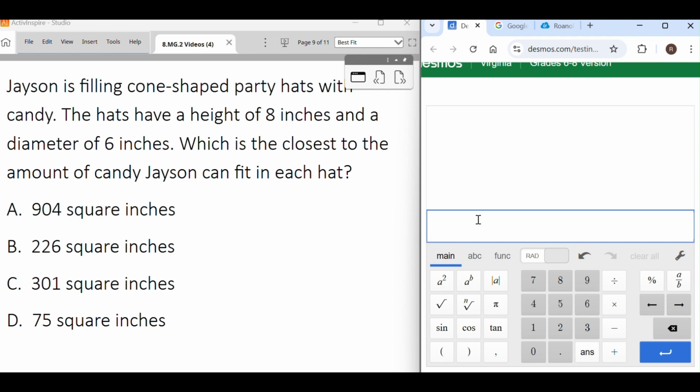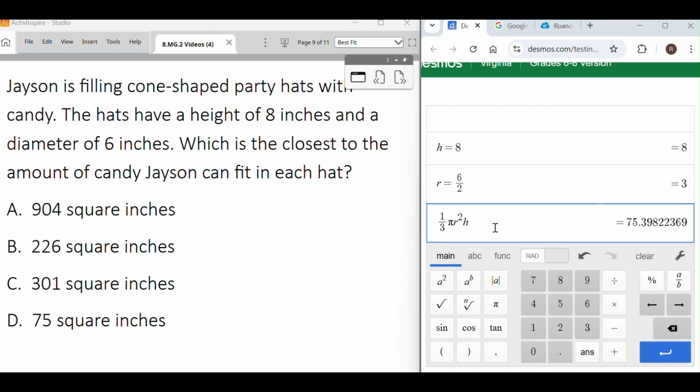Filling a cone-shaped party hat with candy. The hats have a height of 8 inches, so let's go ahead and put that in. Height equals 8. And a diameter of 6. Now remember, we'll need radius. So if we have diameter of 6, we have to divide it by 2 to make it a radius. Which is the closest to the amount of candy Jason can fit in each of those hats?